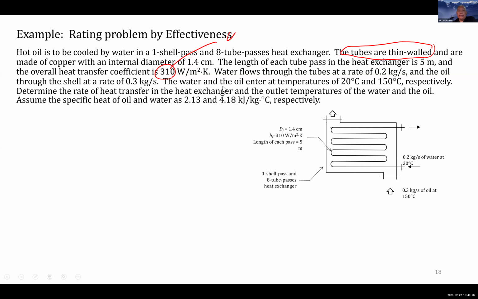The water and the oil enter at temperatures of 20 degrees Celsius and 150 degrees Celsius. This is the temperature of the oil. So the oil is the hot fluid. So this is the m dot H, and this is the m dot C going in.